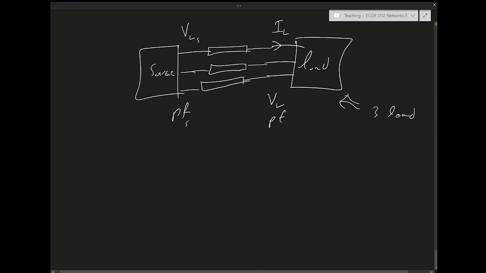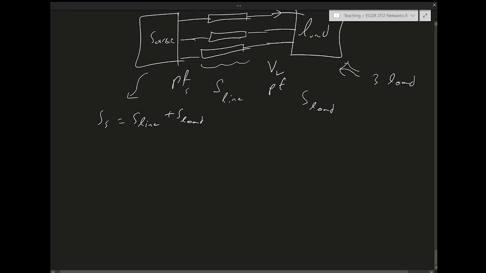I mean, this is simple. We already know S load, right? And we know IL. Knowing IL will allow us to calculate S line. And then from the conservation of complex power, we know that S source is going to equal S line plus S load. Okay, so that's how we are going to proceed. What's S line? Well, let's do a little bit of review.